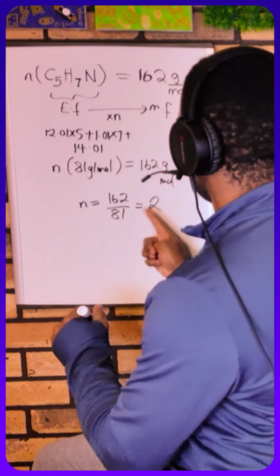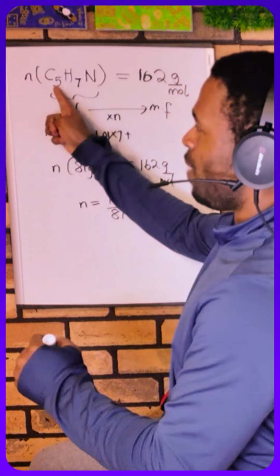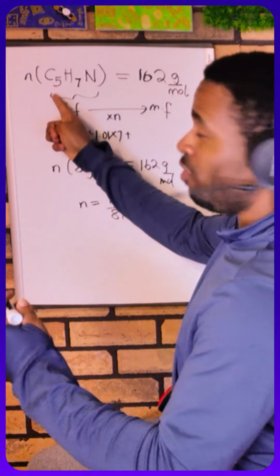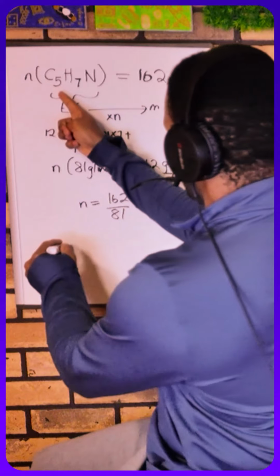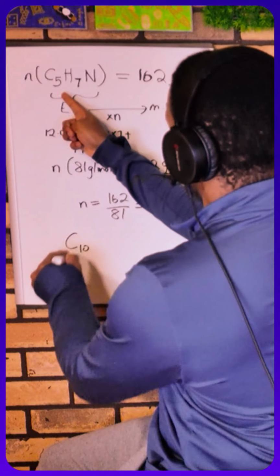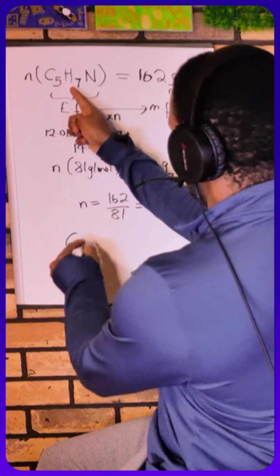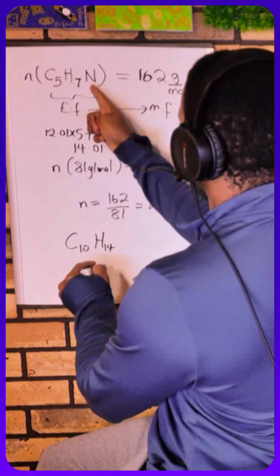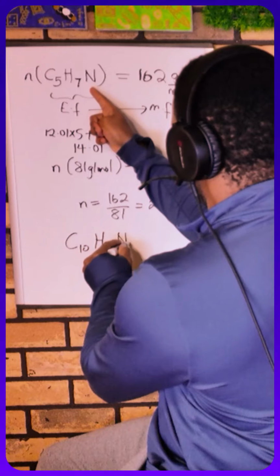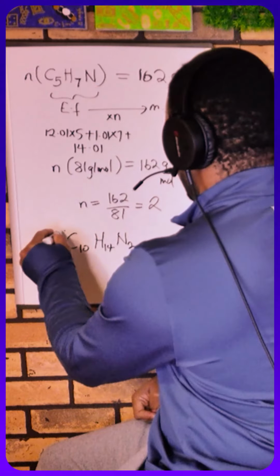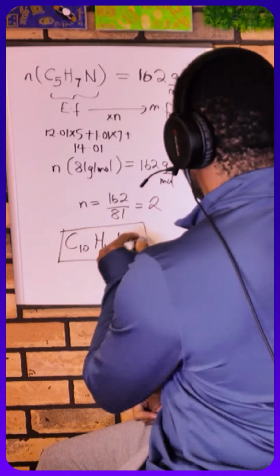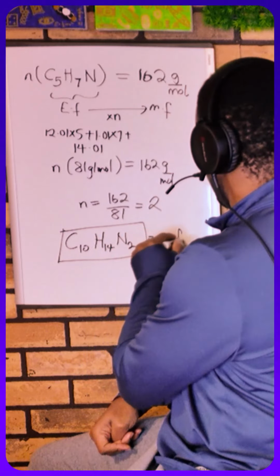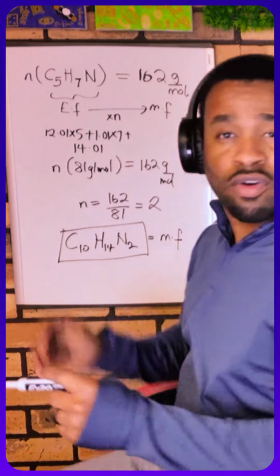This 2 is going to be multiplied by each of the atom numbers in the empirical formula. 2 times 5 gives you 10, 2 times 7 for hydrogen gives you 14, and 2 times 1 for nitrogen gives you 2. This is our final answer, the molecular formula for this question: C10H14N2.